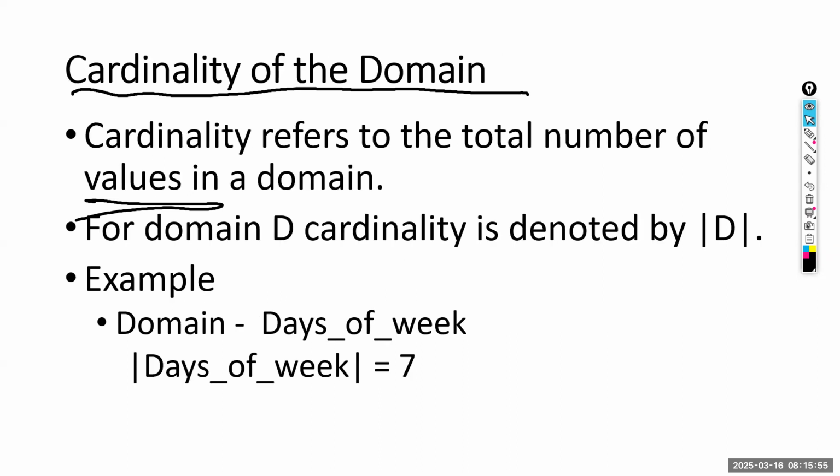The next one is cardinality of the domain. Cardinality of the domain means the number of values in the domain for that field. If it is days of a week, 7, months, 12, marks, maybe 0 to 100, 101. So that is how many possible values there are, the total number of values for that particular domain. Domain means business area for that particular field.